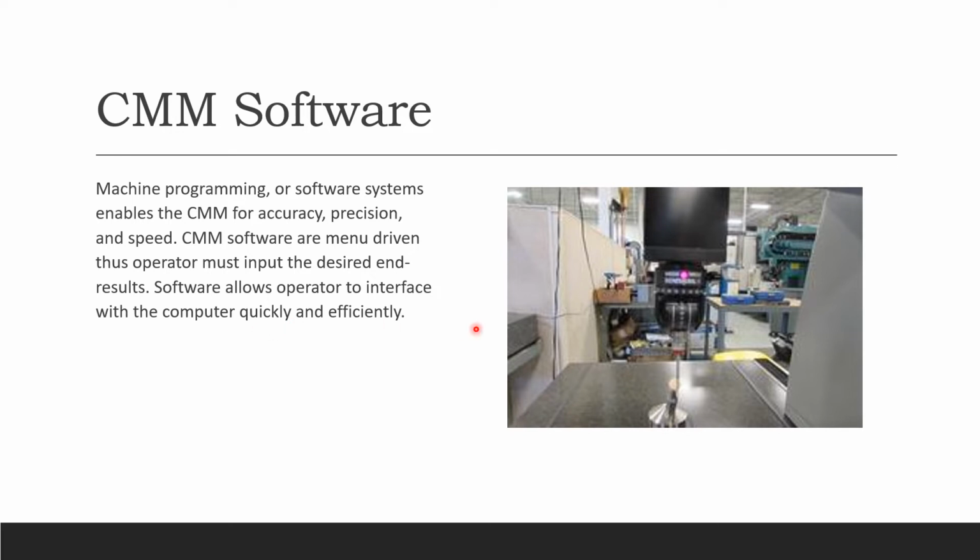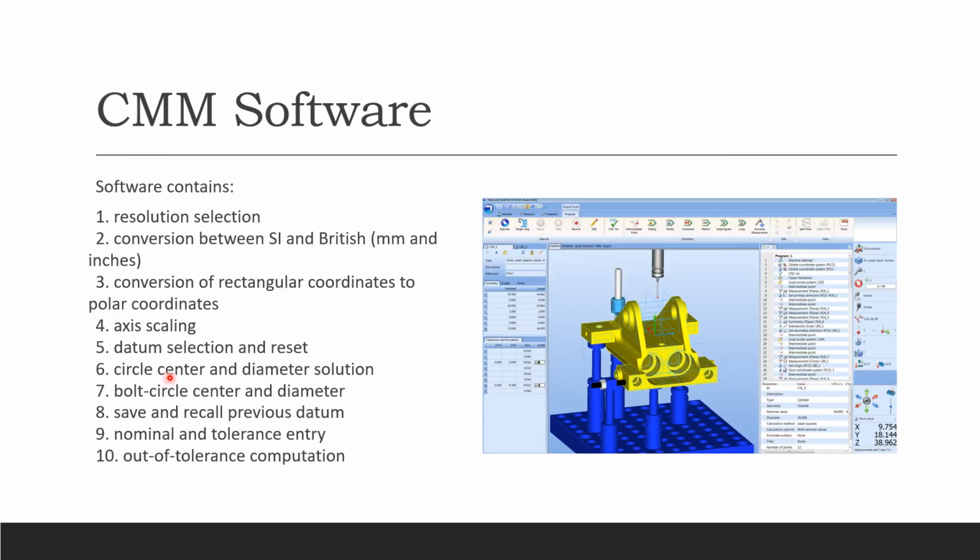What we're trying to do is use the CMM software to communicate with the machine for accuracy, precision, and speed, and also to drive it with the result we want. So you can quickly communicate with your machine through this software. Software usually looks like this boring thing. This is just one type. There are many different kinds of software. It depends on the company, what they use.